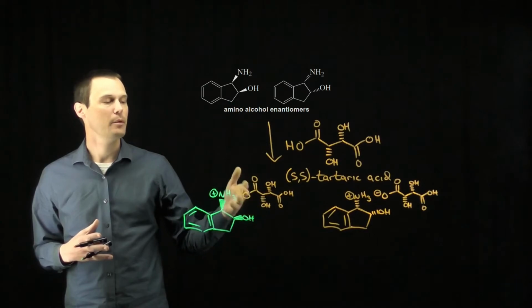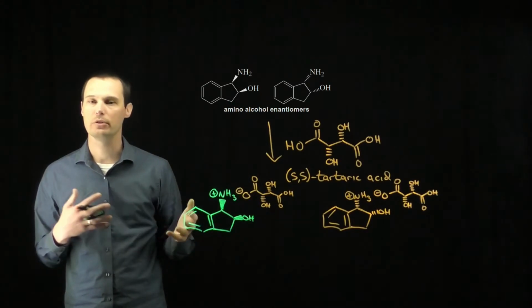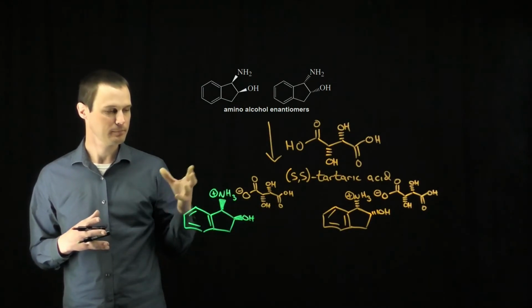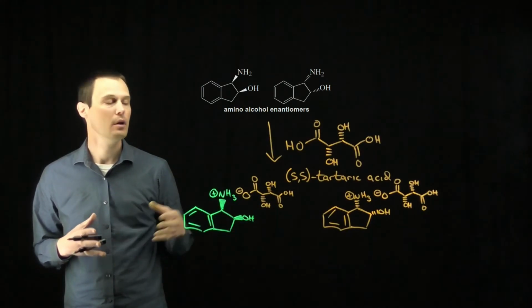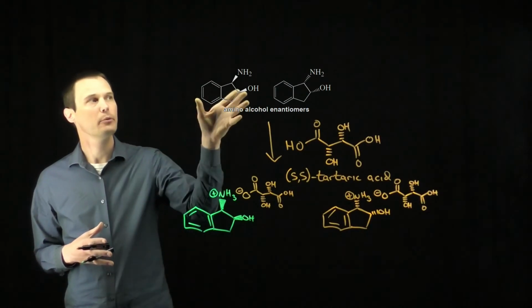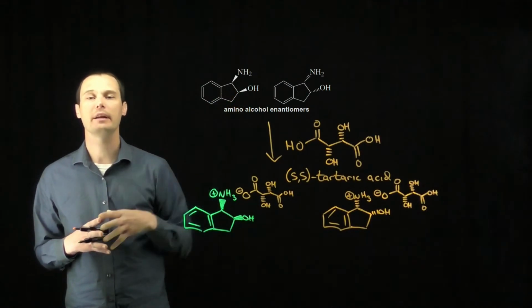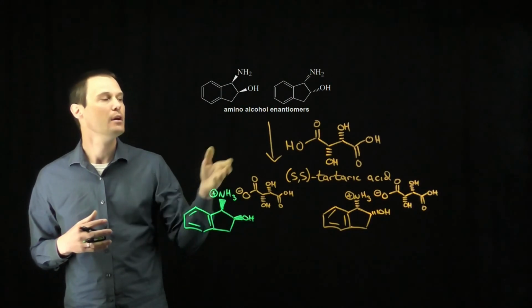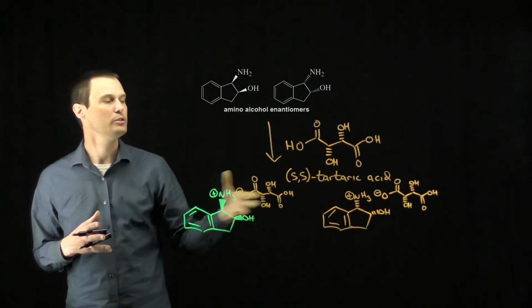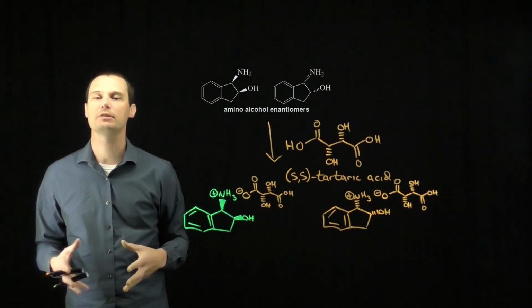Once we've separated them, we could reverse the acid-base reaction. We could do another acid-base reaction to remove the tartaric acid, getting us back to the original molecule, but now they are resolved into their individual enantiomers. So it's not really feasible to separate enantiomers in the absence of a chiral environment, but by adding a chiral environment to the mixture, we can turn the enantiomers into diastereomers, and then we can separate them based on their physical properties.